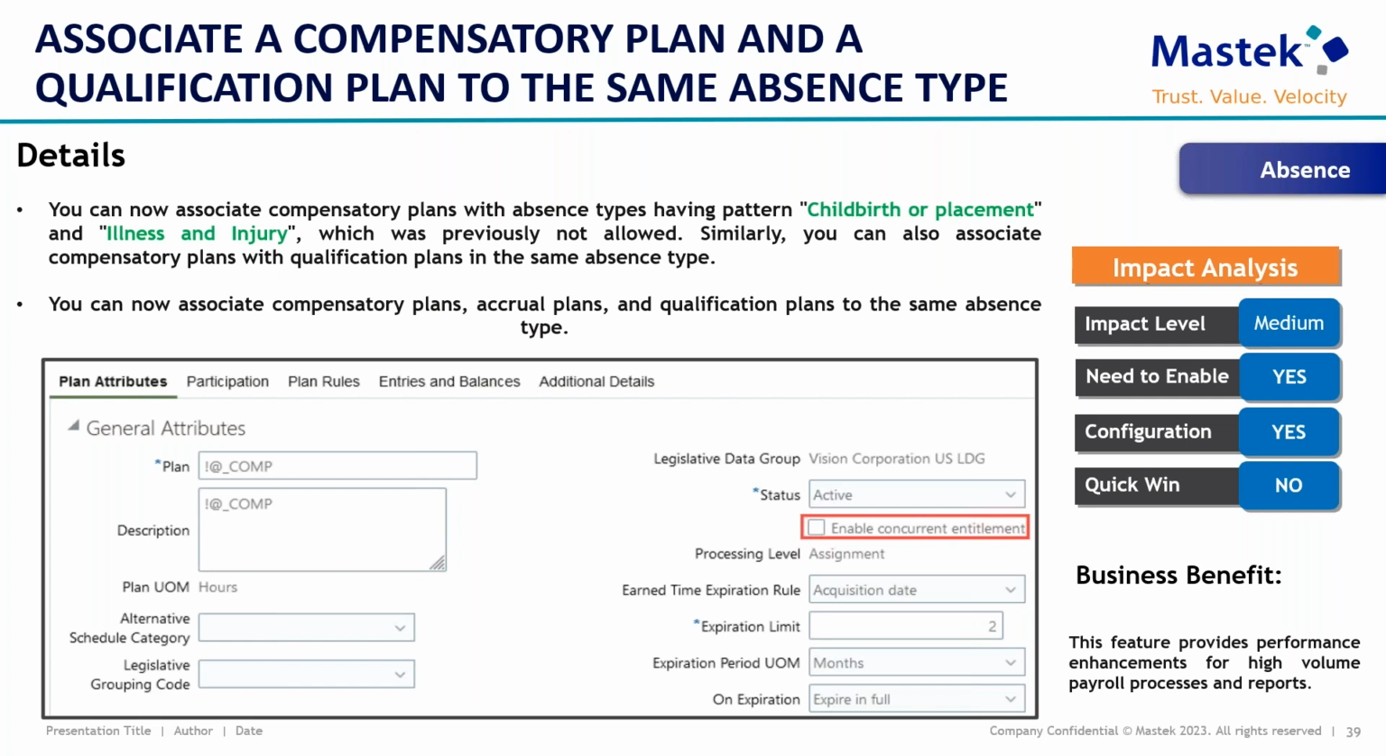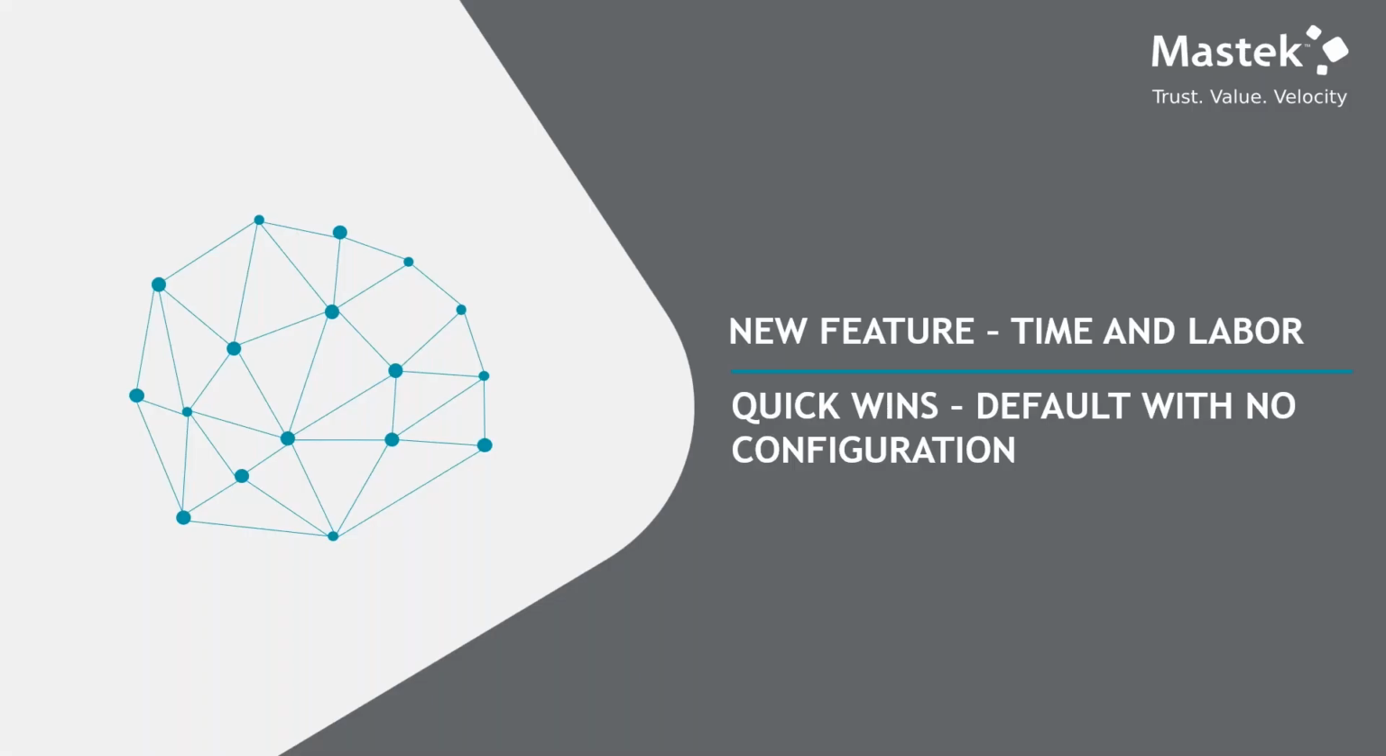So whenever the employee completes the entitlement, the system will automatically move the employee onto the annual leave plan, so that the employee won't lose any money at the time of maternity. So this will allow you to create more complicated configurations and provide a more easy to use system to the employee. This is all about the absence related enhancements.